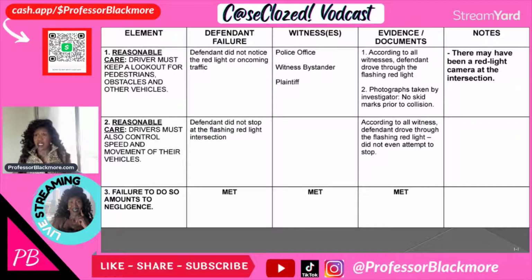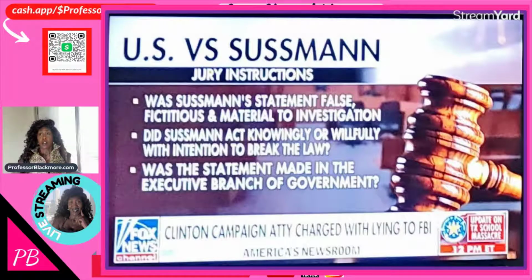Now, this Sussmann case is a criminal case. So earlier this week, someone who is reporting on this trial put up the jury instructions. And so I could see the specific questions that are going to be asked to the jury, because that's key. The bread and butter is made on these questions.